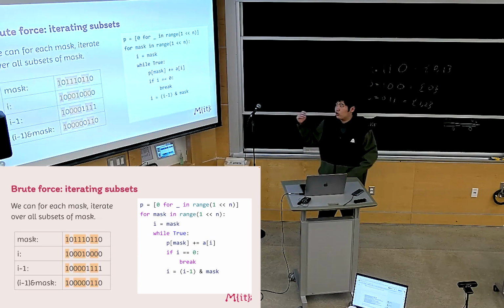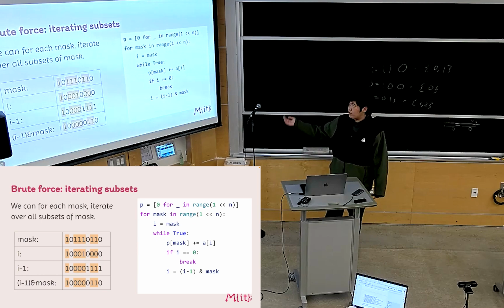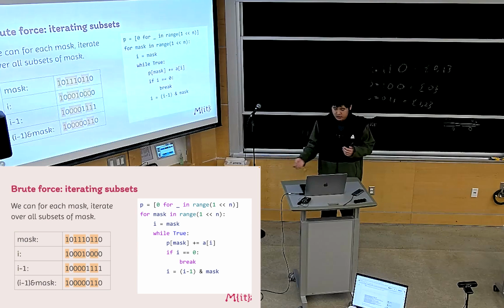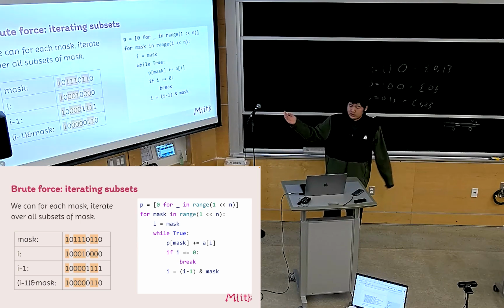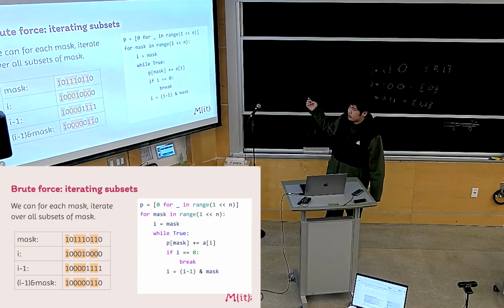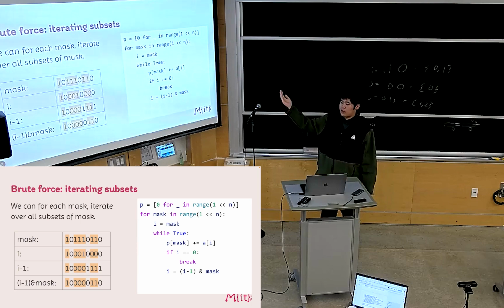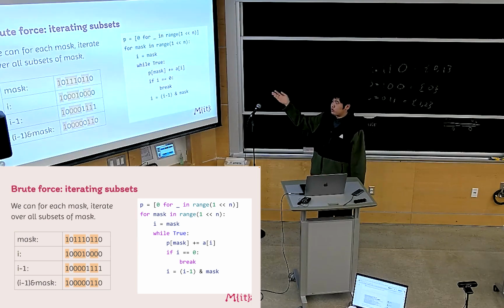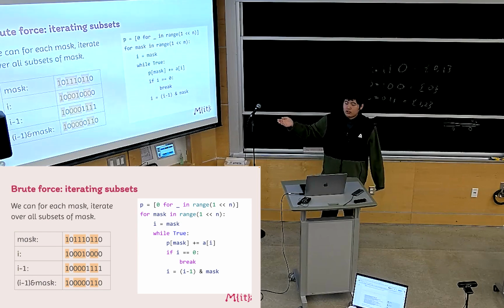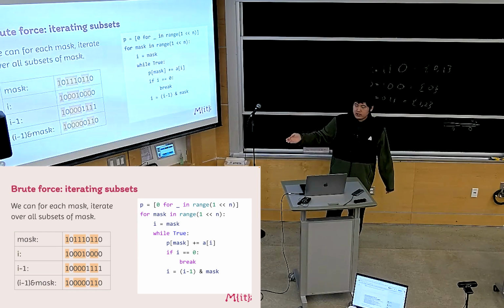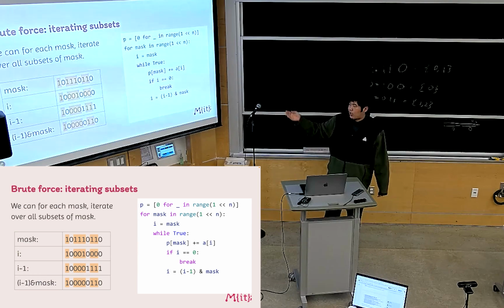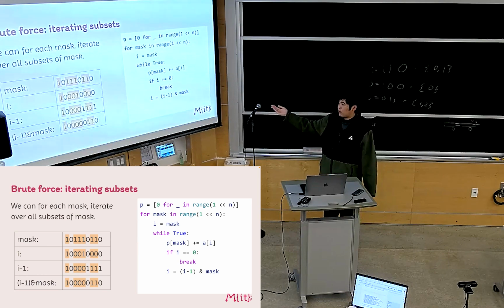So the next thing we can do is for every mask, we'll directly iterate over all the submasks of mask. Here I have a piece of code written for how to do that, and I have an explanation for how this works in the following few slides. You can see what we do is we initialize I to mask, and we just run a while true, we add a of I to the answer of mask. Then we set I to be I minus 1 and mask. And also we break when we get to 0.